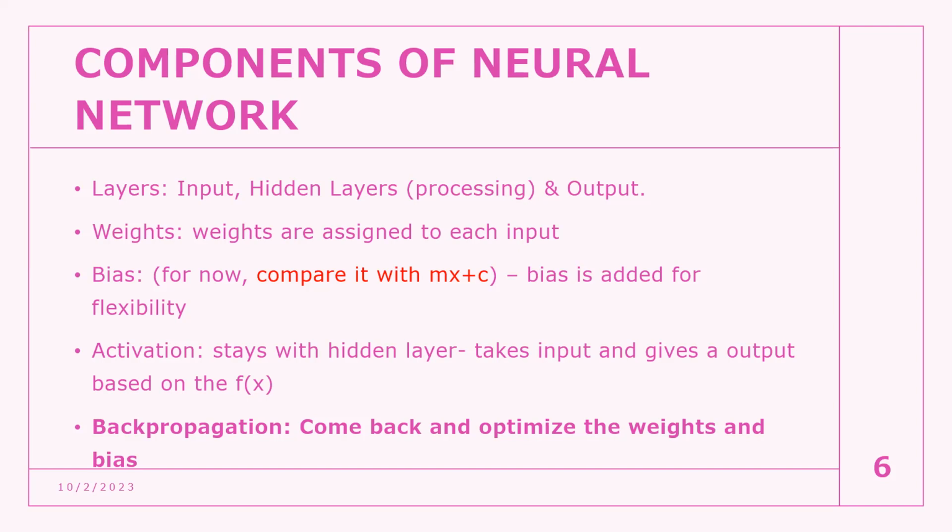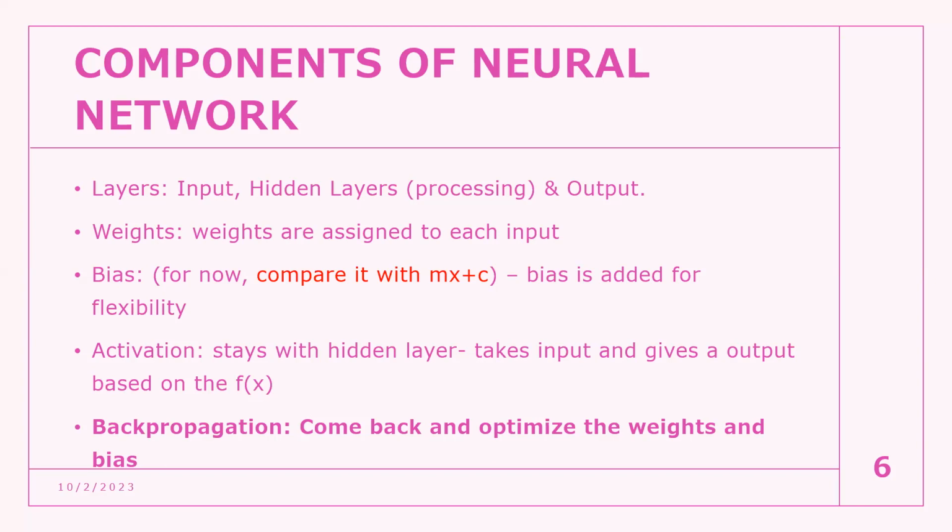This hidden layer process repeats, and finally at the output layer you get the output. So these are your four basic components. Some algorithms also have back propagation, which comes back and optimizes the weights and bias again. So the output that you have got, you go back and change the weights and bias.